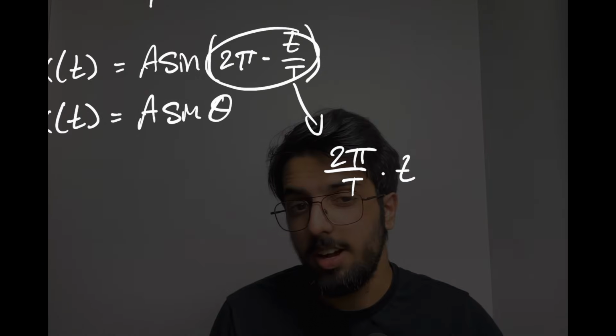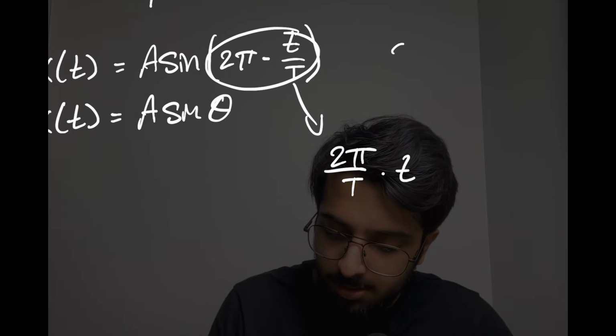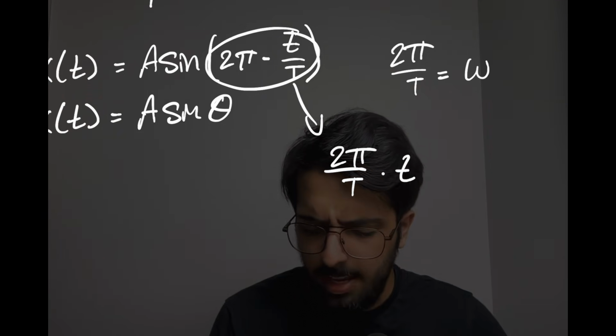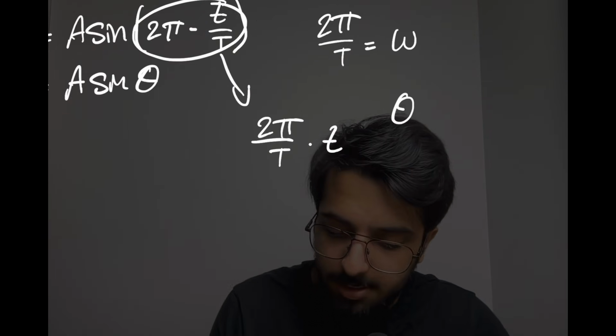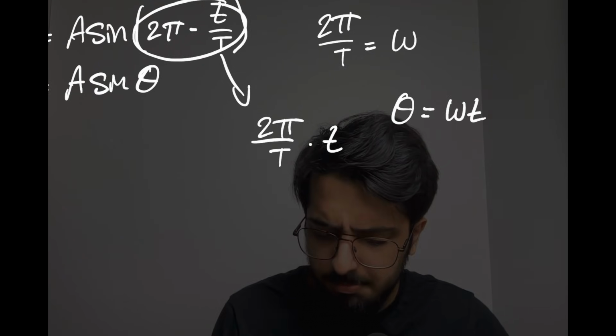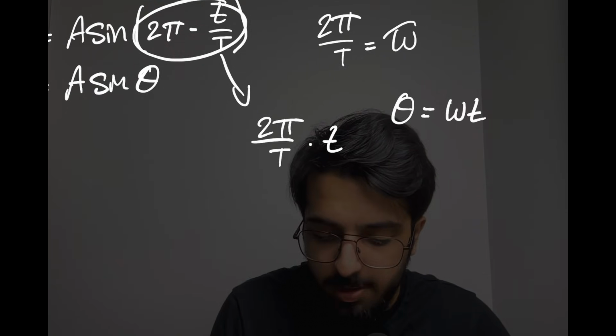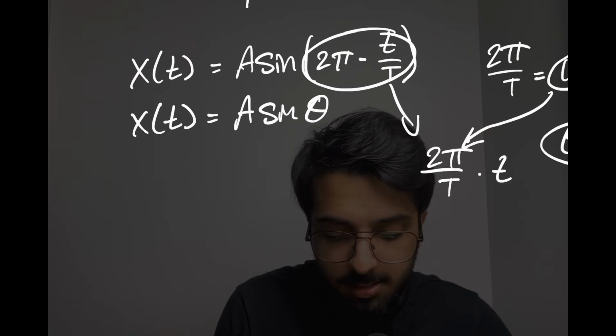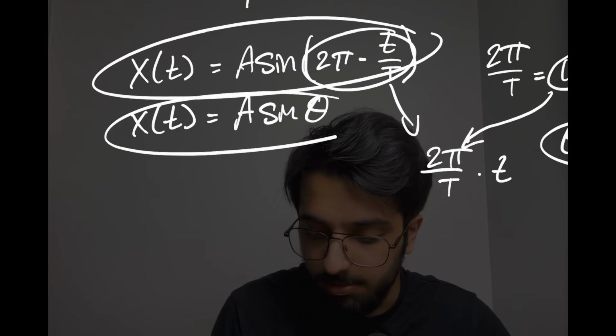And 2 pi over T looks familiar. It's our omega, right? And we know that theta is equal to omega t. So if we replace omega with this and times it by t, we get our theta. So in fact, this is equal to this equation.